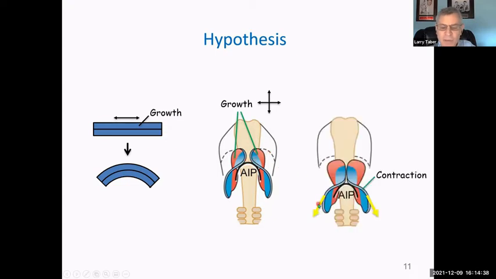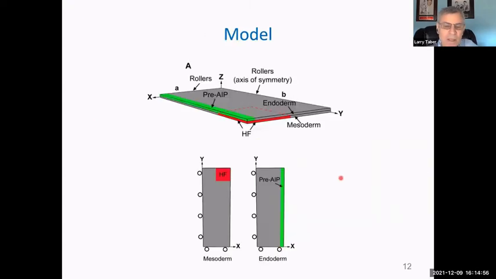And after fusion, we speculated that contraction along the anterior intestinal portal, the edge of it, generates a tension that pulls the heart fields downward and forces them to elongate, with growth contributing to the elongation. So as a test of the plausibility of this idea, we created a relatively simple finite element model for the splanchnopleure, consisting of a layer of endoderm attached to a layer of mesoderm.